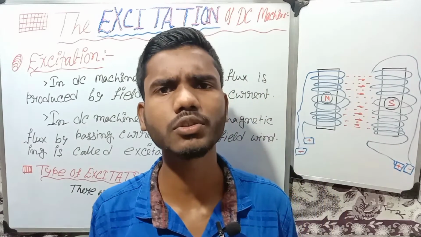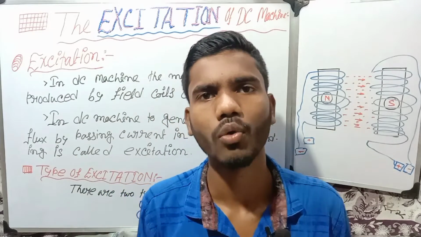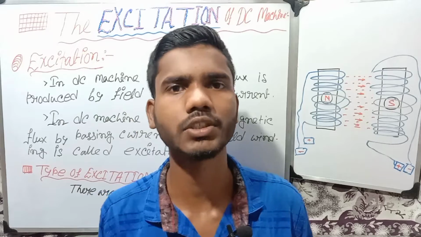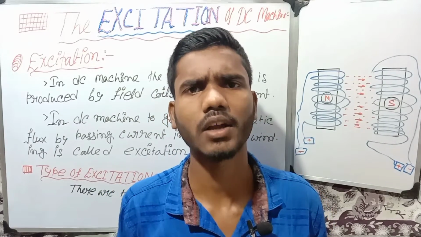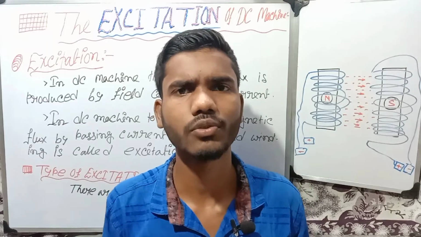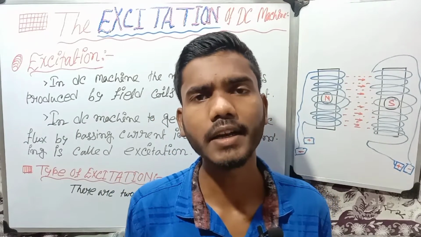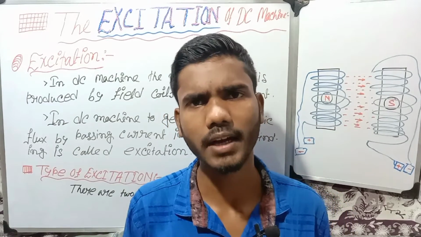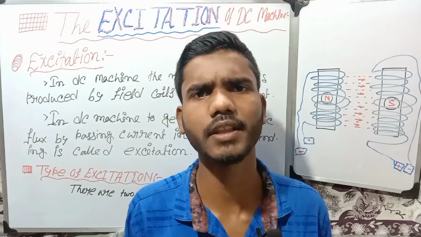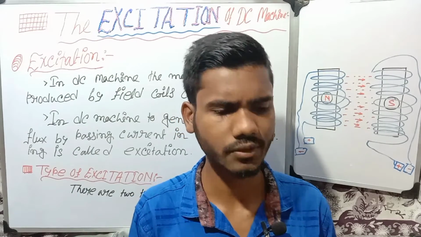Before going to discuss the excitation of DC machine, one question from my side: when is magnetic flux created in a coil? All of you agree with me, when the current passes through the coil, then the magnetic flux is created in them or surrounding the coil, right?